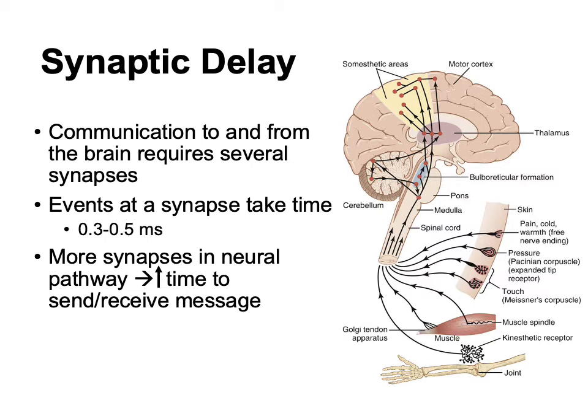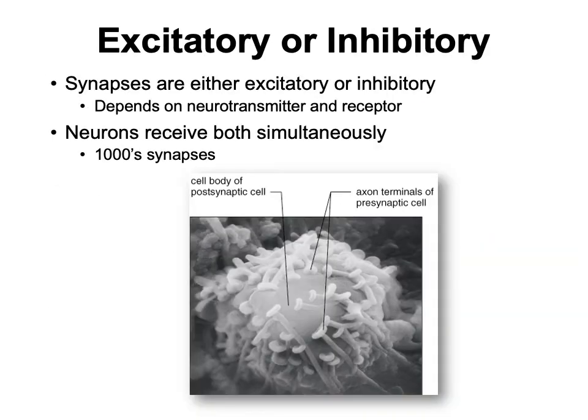Well, every time you have a synapse, it can slow down the communication process, particularly if these synapses are chemical synapses. So the communication to and from the brain requires several synapses, and it can take a lot of time. It can take 0.3 to 0.5 milliseconds. Doesn't seem like a lot, but that does take time. So the more synapses there are in a neural pathway, the more time it takes to send and receive messages.